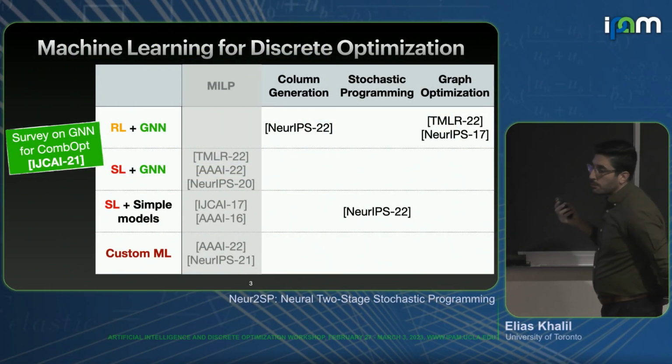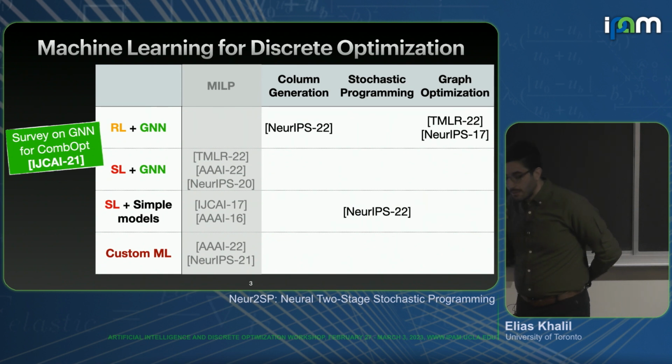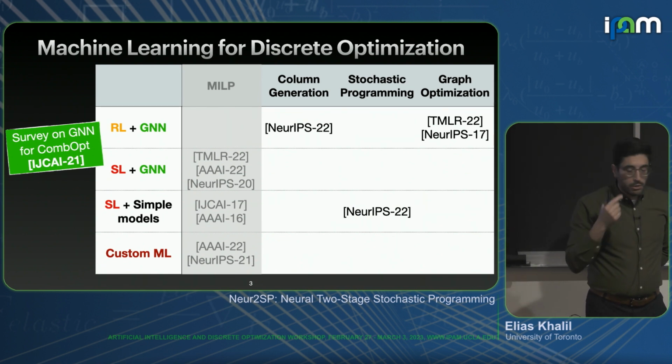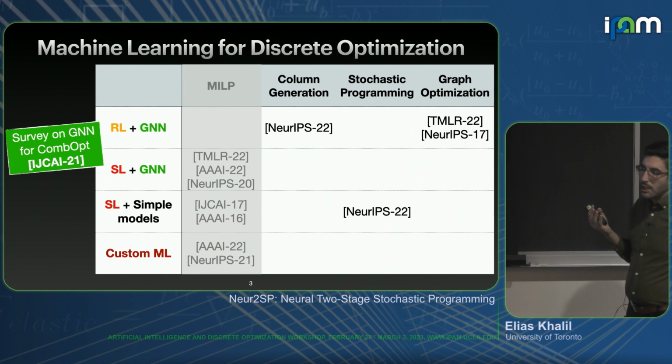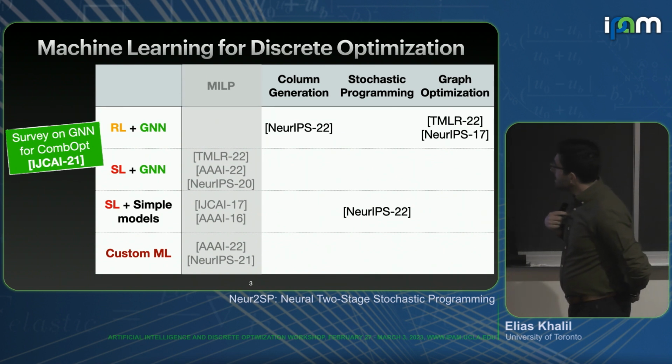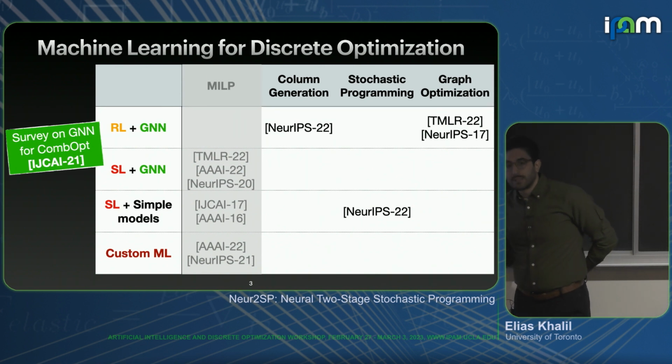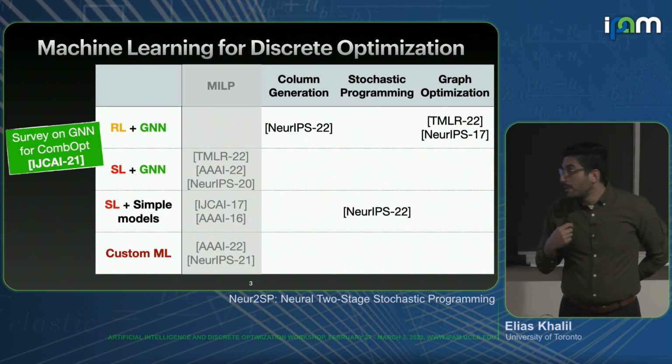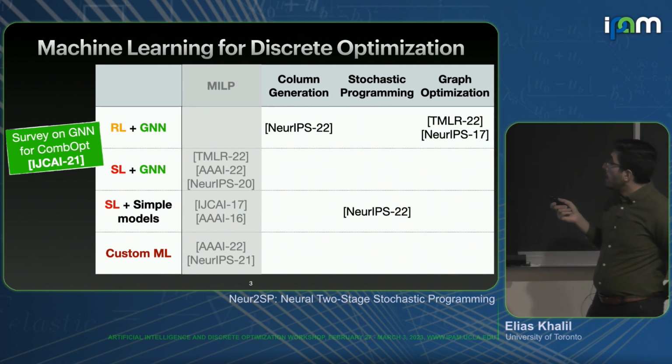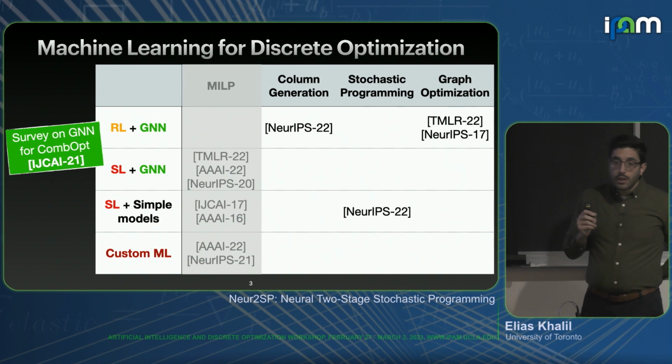The other cases in graph optimization, for example, recently in this Transactions on Machine Learning Research paper, we looked at an online bipartite matching problem. So you have uncertainty in the mix, so it's no longer a deterministic, nice, single-step optimization problem. But what I'm going to talk about today is the application of machine learning for stochastic programming.